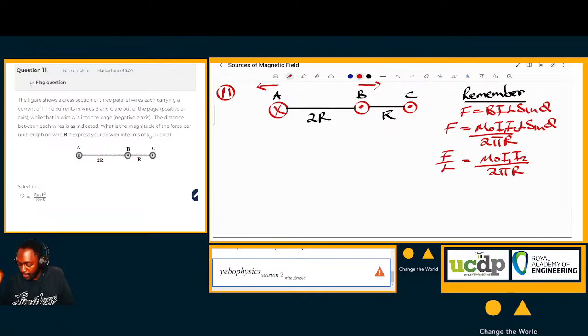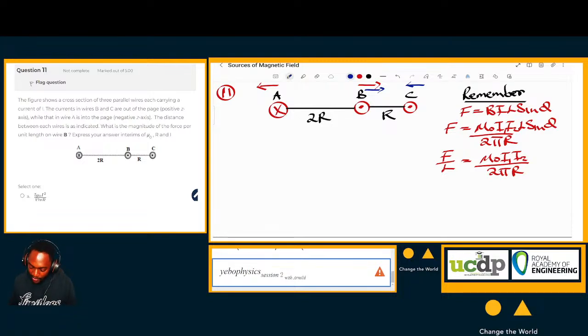Now let's see for B and C. For B and C, two conductors carrying current in the same direction, we expect an attraction, okay? Which means C will go in this direction and B, oh, no, not that way. If it's an attraction, C will go in that direction, but B will move to the right. So the effect of this situation on B will result in B moving towards the right. Okay, so that is what we are concerned about.